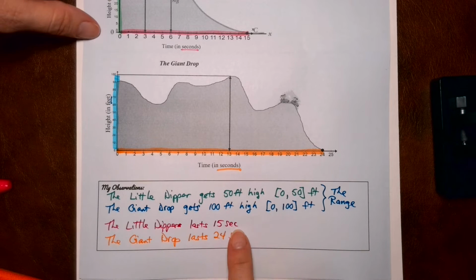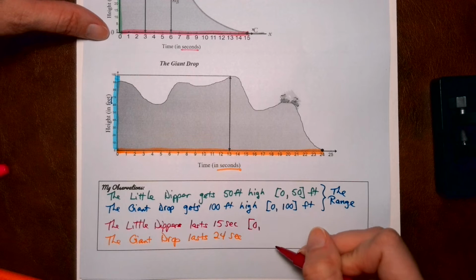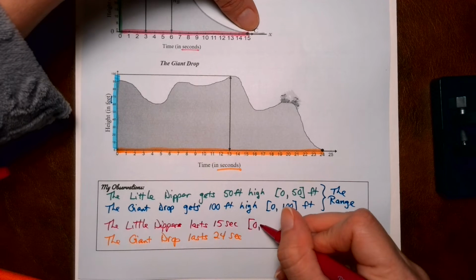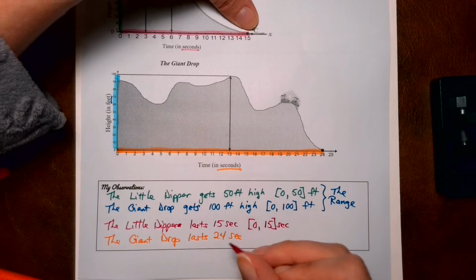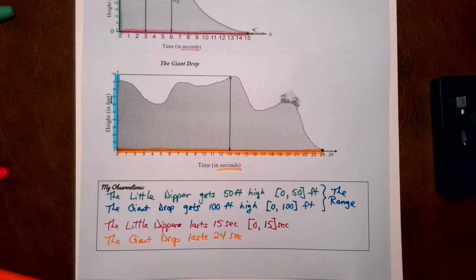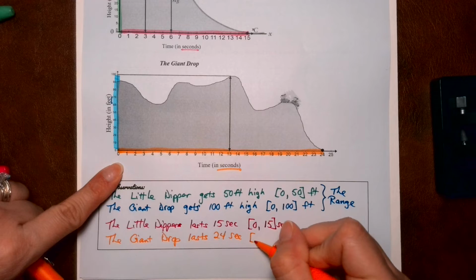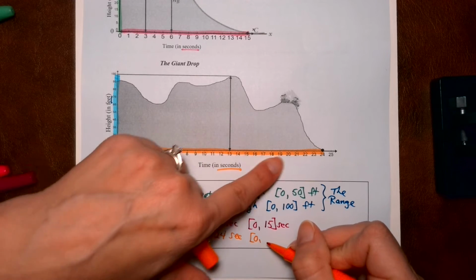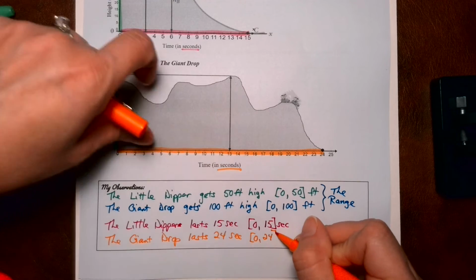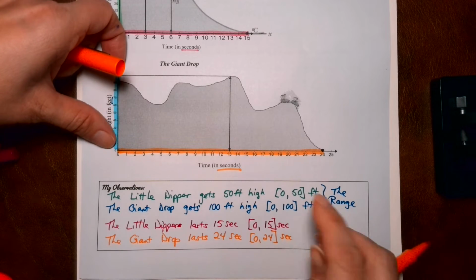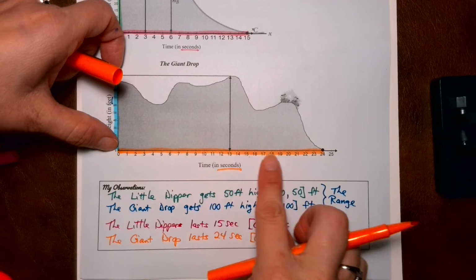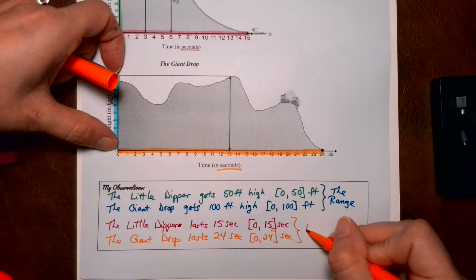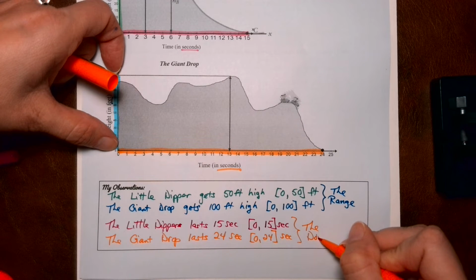Let's go ahead and write these in interval notation. The Little Dipper starts at 0 seconds and goes all the way until 15 seconds. How about the giant drop? The giant drop starts at 0 and lasts for 24 seconds. So when you're looking at the x-axis for how long something lasts, this is called the domain.